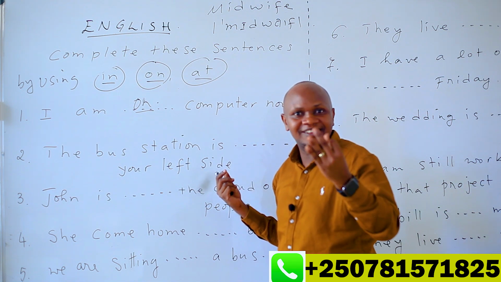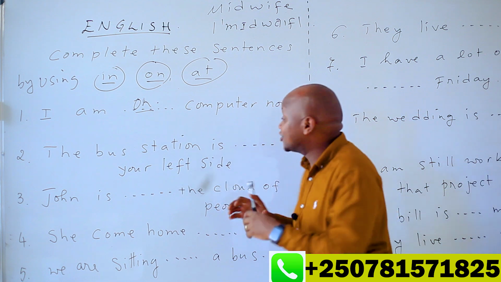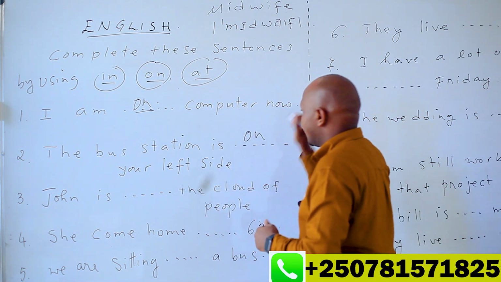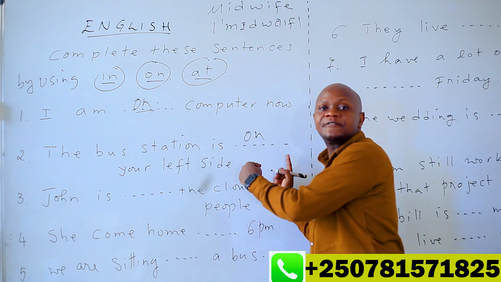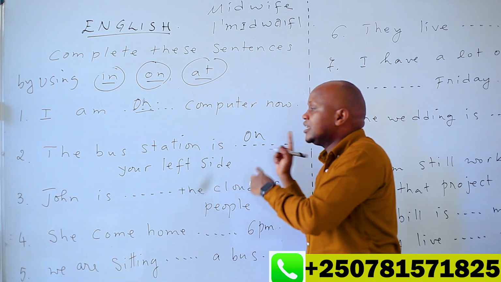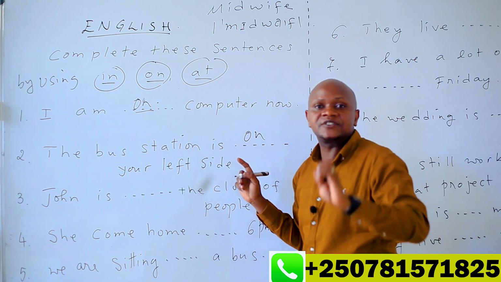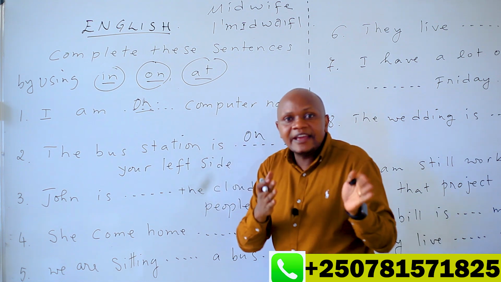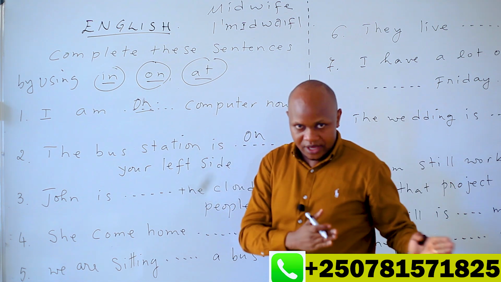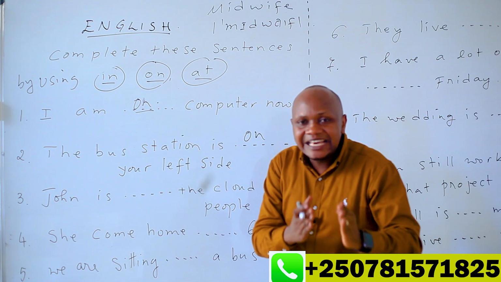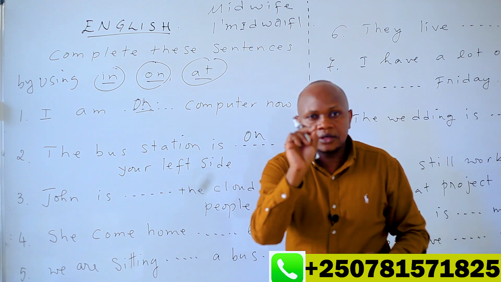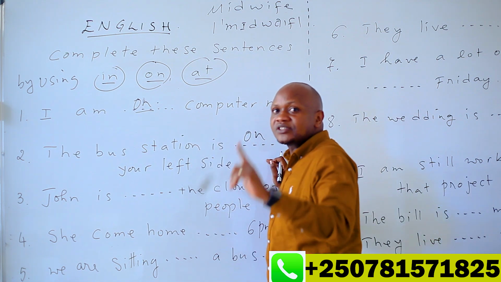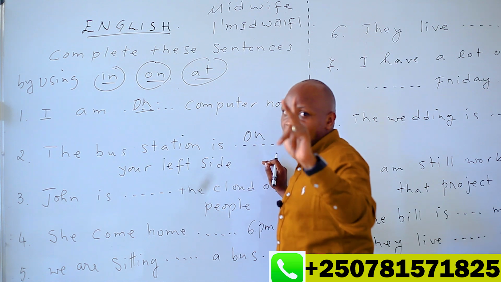1, 2, 3. You are going to put on. The bus station is on your left side. Nivuge gare iri iruhande rw'ibumoso bwawe. The bus station is on your left side. We don't say in your left side, at your left side.